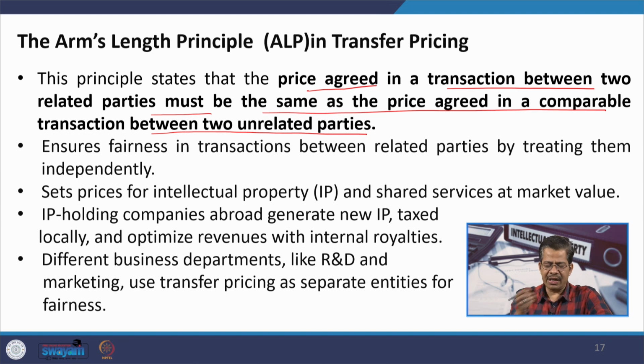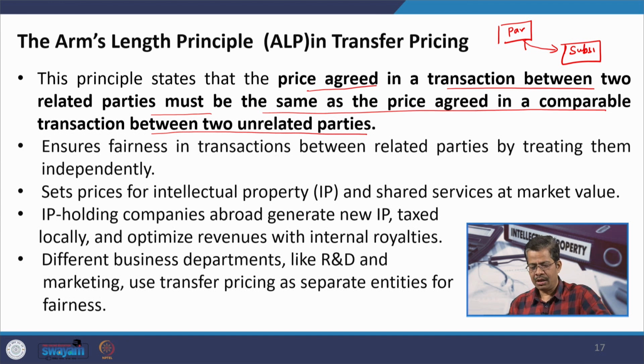For example, as I said in the beginning of the session, you have a parent company and its subsidiary in a different country. These are two related parties where the parent company is doing some kind of investment to start a subsidiary in a different country, and it is quite possible their pricing is very high. The subsidiary may say, okay, I will pay you 50% royalty. That is quite possible because subsidiary and parent are the same. But can there be a 50% royalty payment if these two companies are unrelated? It is not the subsidiary of the parent company, but two unknown companies A and B.